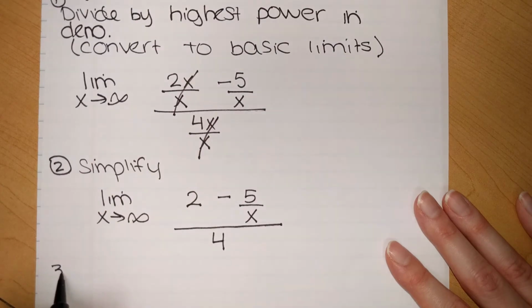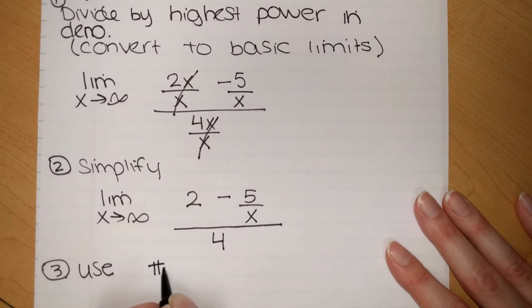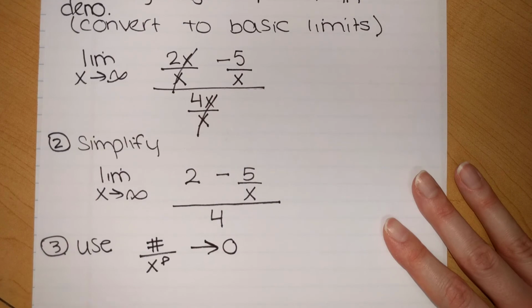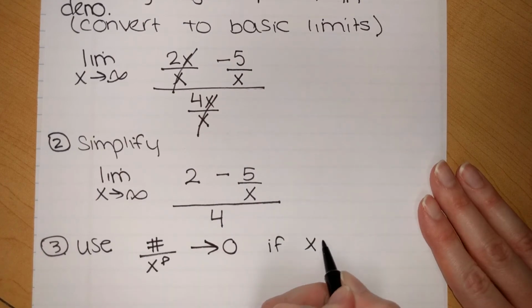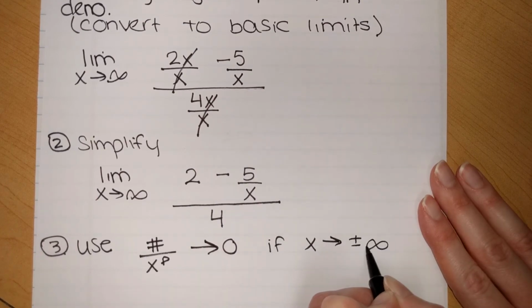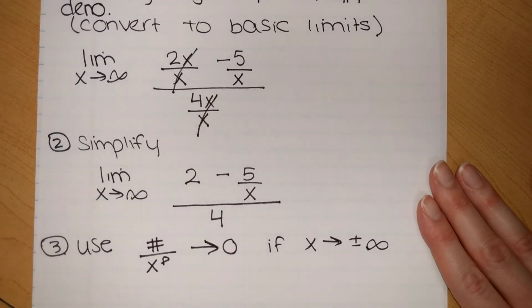Now, the third step is that I can use the fact that if I have a number over x to a power p, that is going to go to 0. So basically, if x is in the denominator, it's going to go to 0 if x is going to plus or minus infinity. And in this case, of course, x is going to positive infinity.